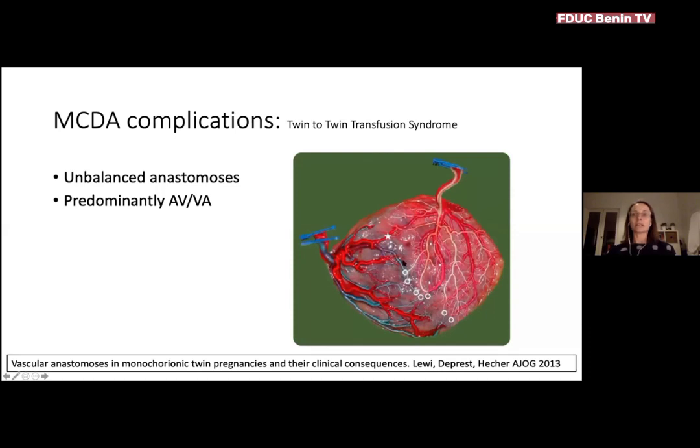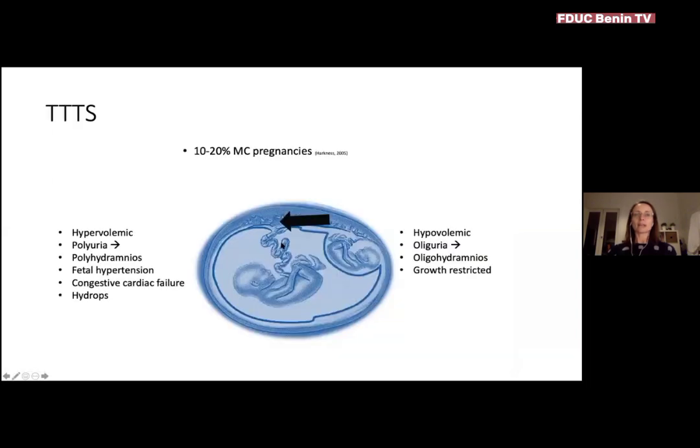So you can see that there's no anastomoses in the other direction to balance that out. And that results in a net transfer of blood from one twin to the other. And that gives a set of abnormalities, which is quite easy to pick up on ultrasound.